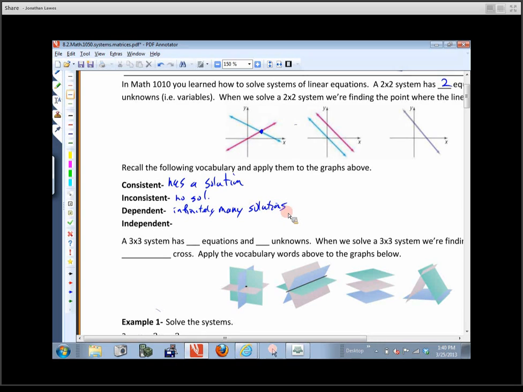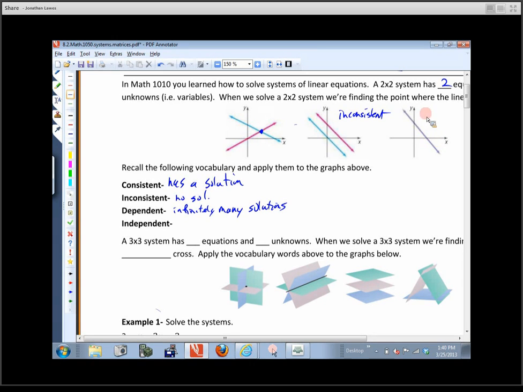And what about independent? This would be inconsistent. That one would be inconsistent. Okay? Does this one have an answer? Has a ton of them, right?